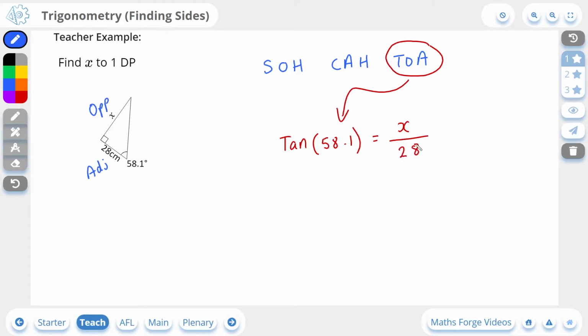Now all we have to do to solve this problem is to rearrange for x. So x is currently being divided by 28, so to isolate the x, to get it on its own, we're going to multiply both sides of this equation by 28. This now leaves us with 28 times tan of 58.1, and this is equal to x.